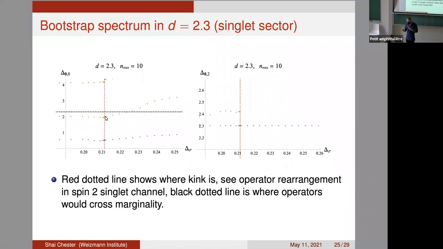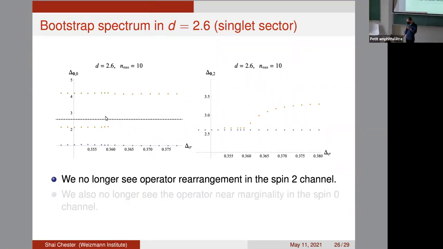We haven't had enough time to make these spectrum plots in many dimensions, so all we have is 2.6. 2.6 is where we don't expect to see the critical or tricritical theory. And indeed, the spectrum in 2.6 is completely different from lower dimensions.